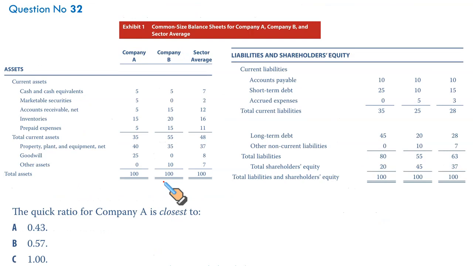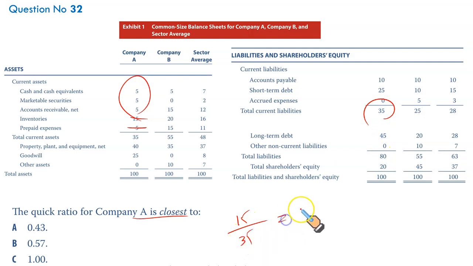Next, the quick ratio for company A is closest to. Quick ratio will involve just the assets that are easily convertible to cash, excluding the prepayments and inventory for company A. So this is 15. 15 divided by the current liabilities for the company, which is 35. So 15 by 35, a straightforward question, will give you 0.43.